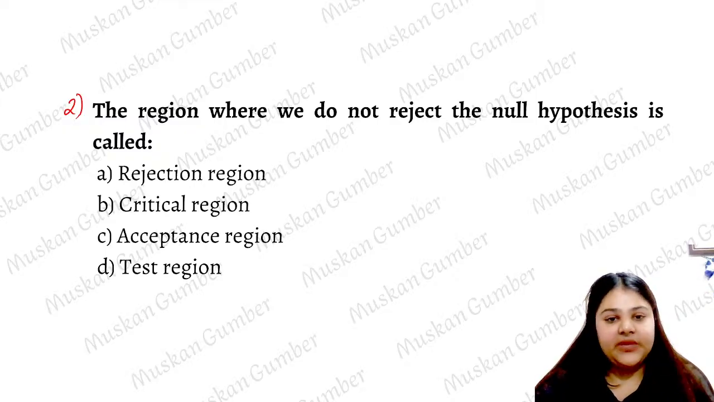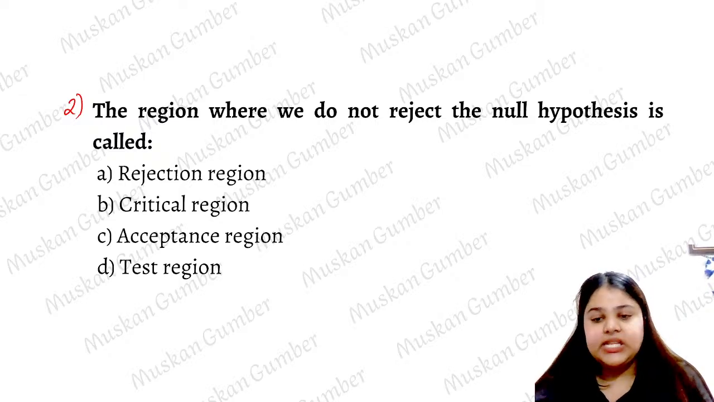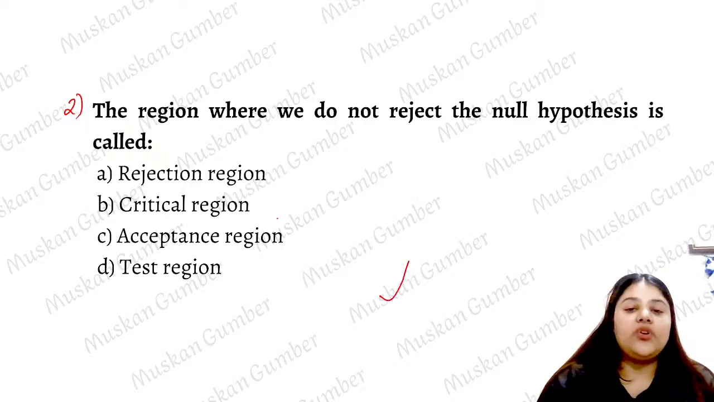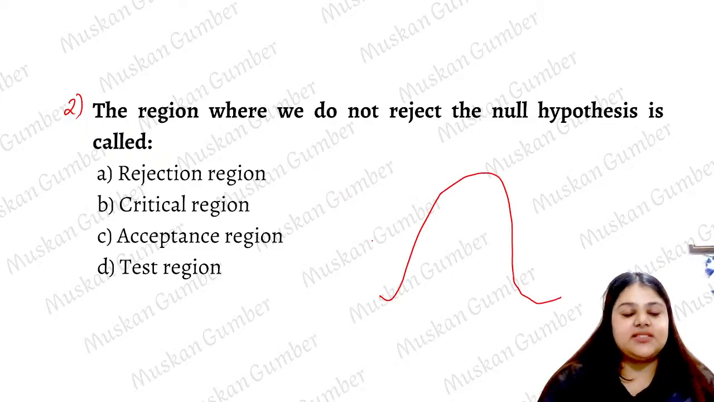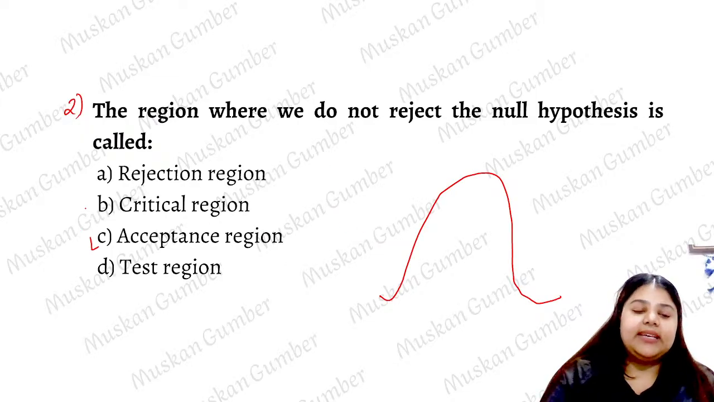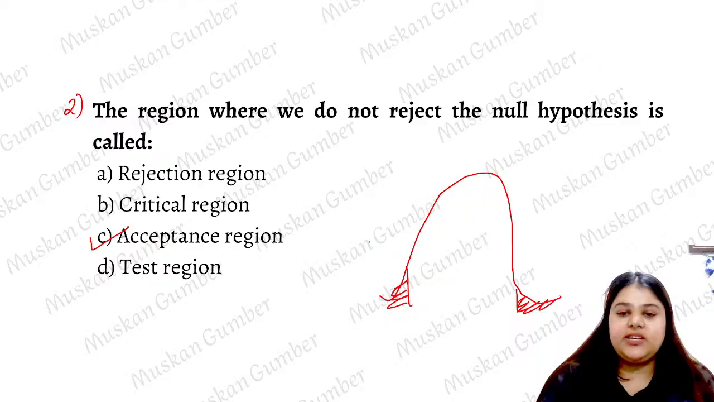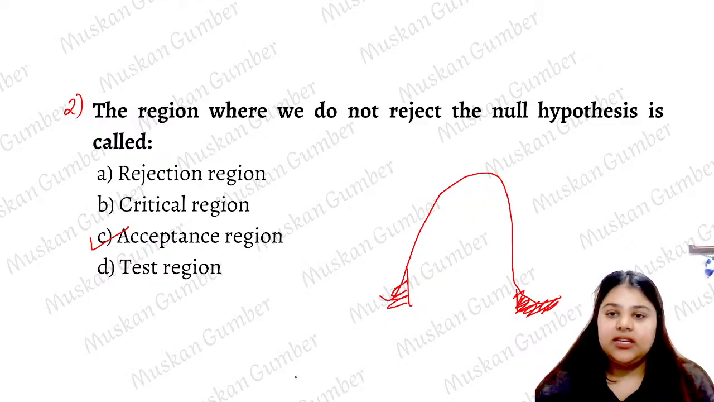All right, everyone, please type in your answers quickly. Very good, everyone. Yes, correct. The region where we do not reject the null hypothesis is known as the acceptance region. Where we reject is known as the critical region, or the rejection region. Both are the same thing.